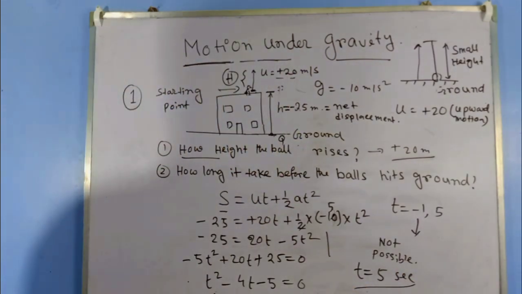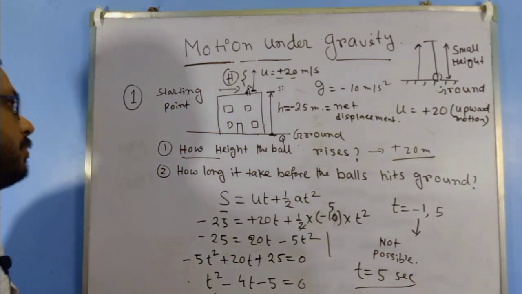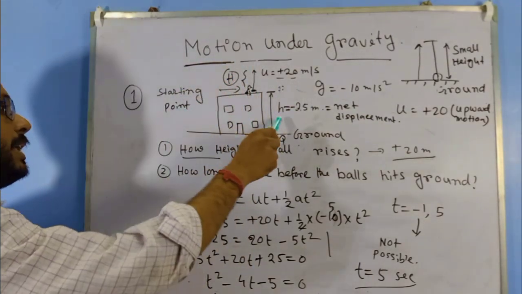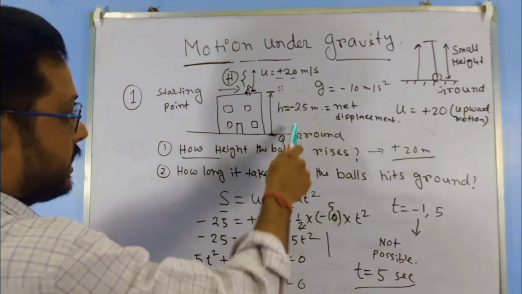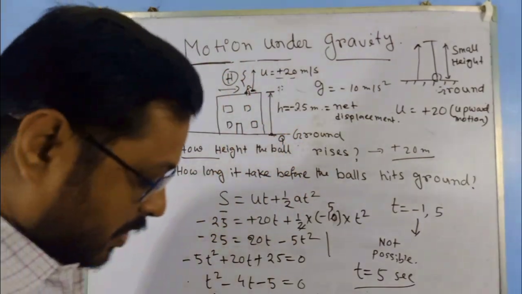I hope you understand the total problem, and this is the full concept. Please do not confuse between capital H and small h, because capital H is the maximum height and small h is the net displacement, and it is always taken negative in case of upward direction of the object.